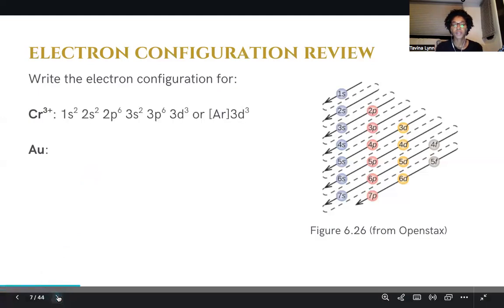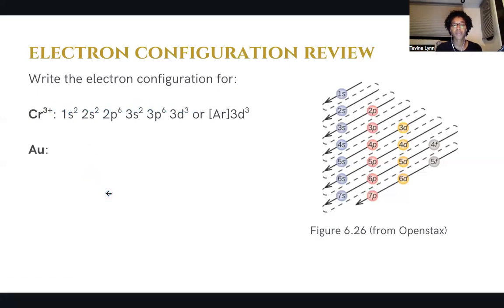So here is what you should get for chromium 3+. When you add all these superscripts, it should equal whatever the atomic number of chromium is minus 3. And recall the shorthand notation, we can go to the nearest noble gas and just write that in brackets, and then from there write where the remaining electrons go. So we could write argon 3d3.